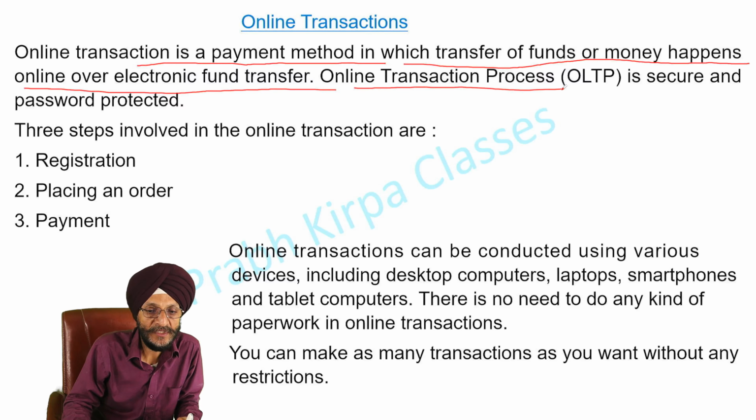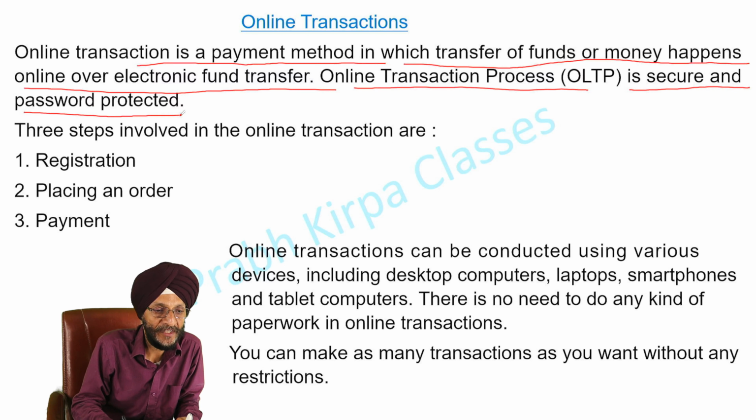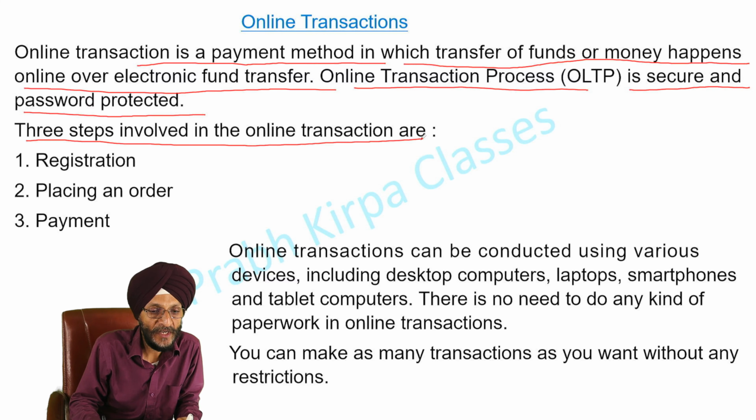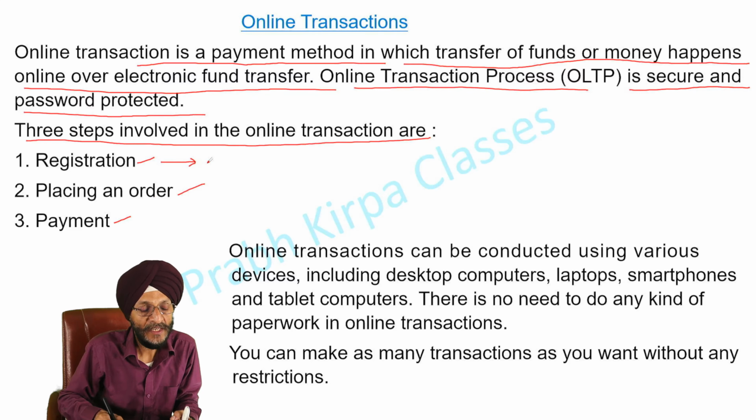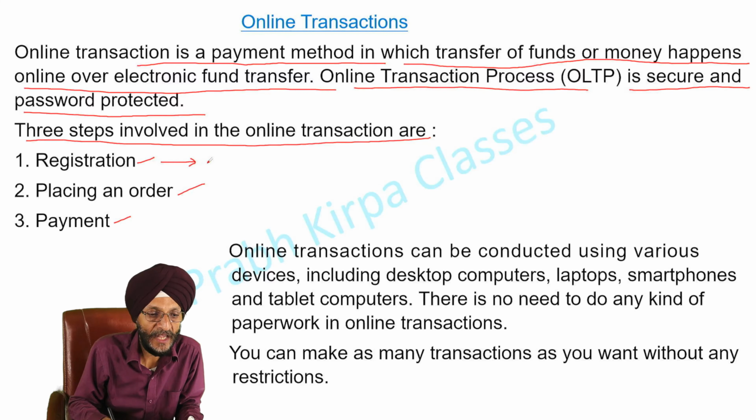Online transaction process is secure and password protected. Three steps involved in online transaction are registration, placing an order, and payment. In case of registration, let us understand the same with the help of an example. Suppose you want to purchase something from the Amazon site. You have to get yourself registered on that site.